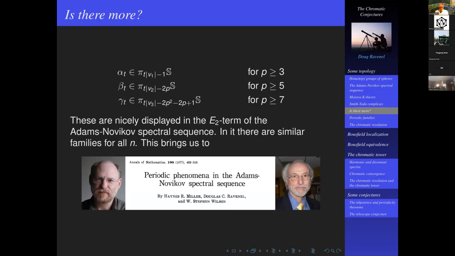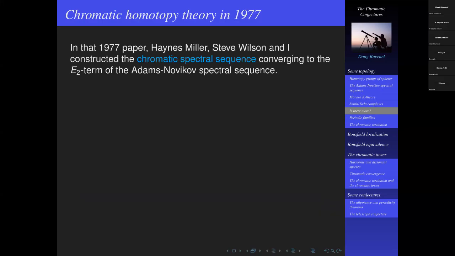And this brings us to a paper that I wrote with Steve Wilson and Haynes Miller that appeared in 1977. This is a picture of the title of that paper. And this was our attempt to understand the work of Jack Morava. Now, in that paper, we constructed something called the chromatic spectral sequence, which is what you might call a pre-spectral sequence converging to the E2 term of the Adams-Novikov spectral sequence.